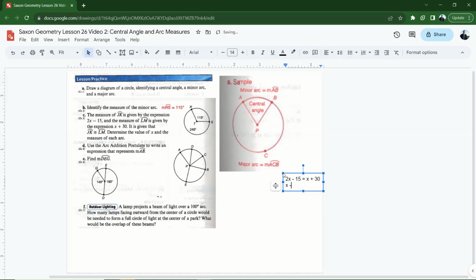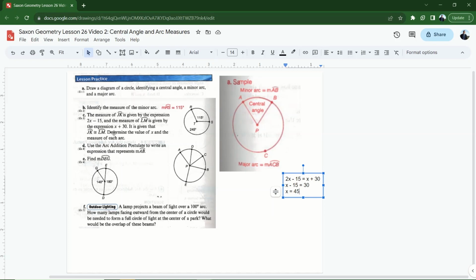It gives me x minus 15 equals 30. Add 30 to both sides, x equals 45. And if x equals 45, that's the value of x. The measure of each arc, well, let's see. Arc JK is going to be 2 times 45, 90, minus 15. That's going to be 75.